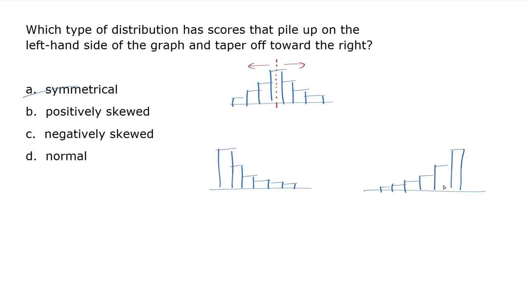Which one of these is positive? Which one of these is negative? They're specifically talking about scores piling up on the left-hand side. So that's this one here. That's what this question is about.